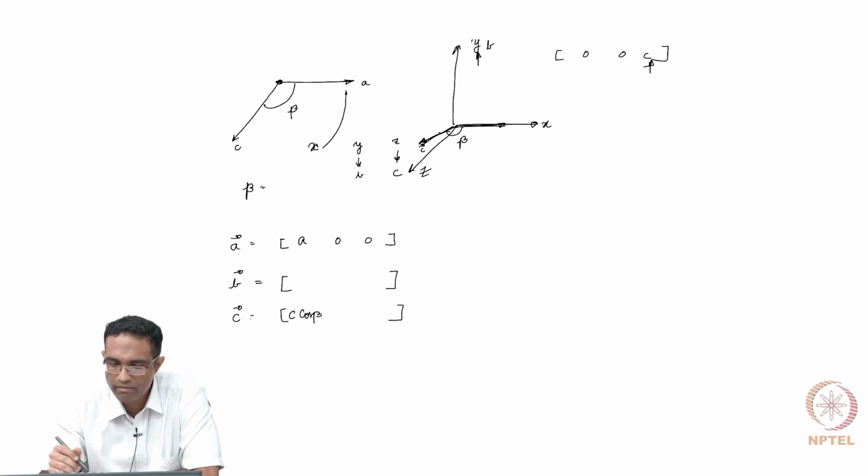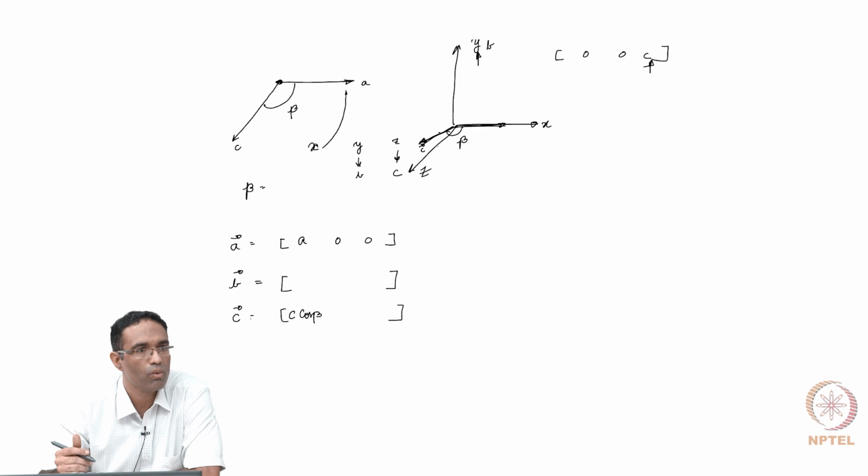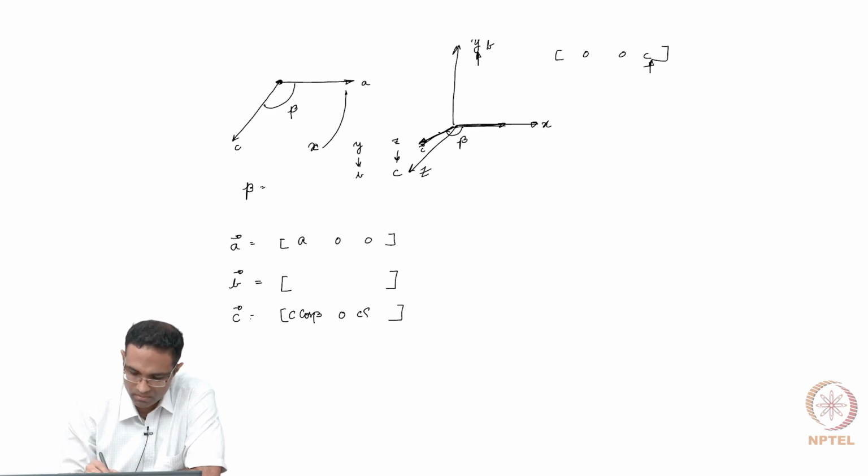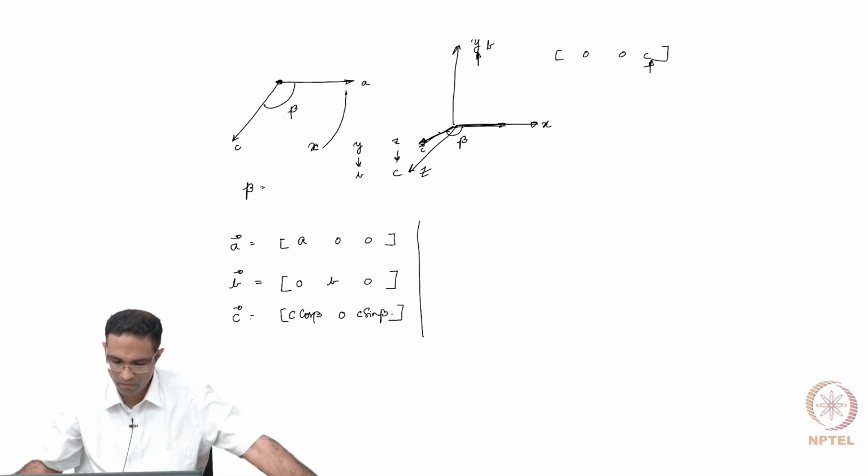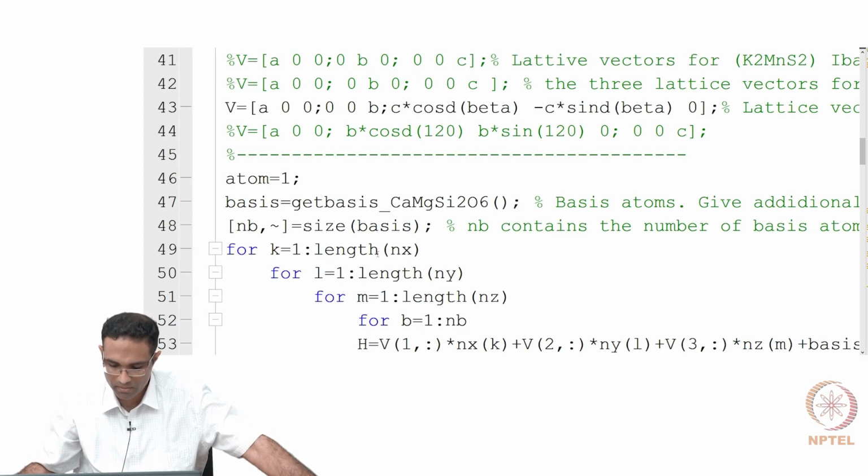Then this would have any y component? No. Y component. And what would be the z component? Okay. Now what about the B vector? The B vector is 0 B Z. Okay. So let us first go to our MATLAB script and do that.